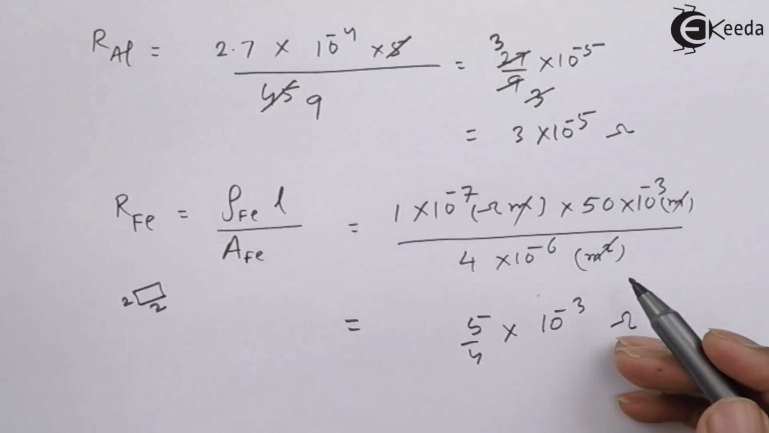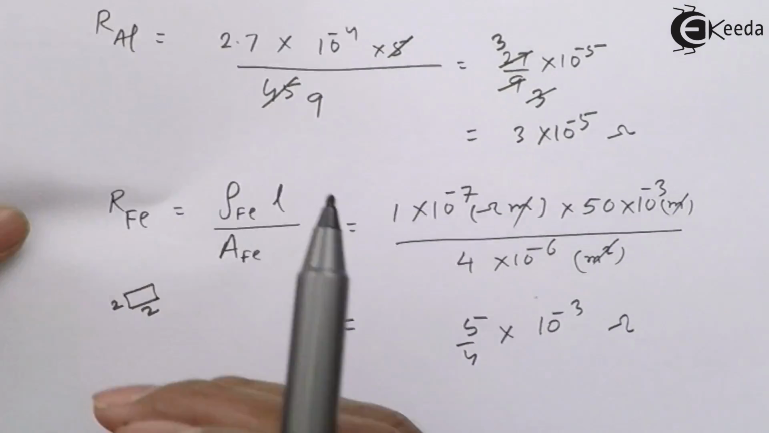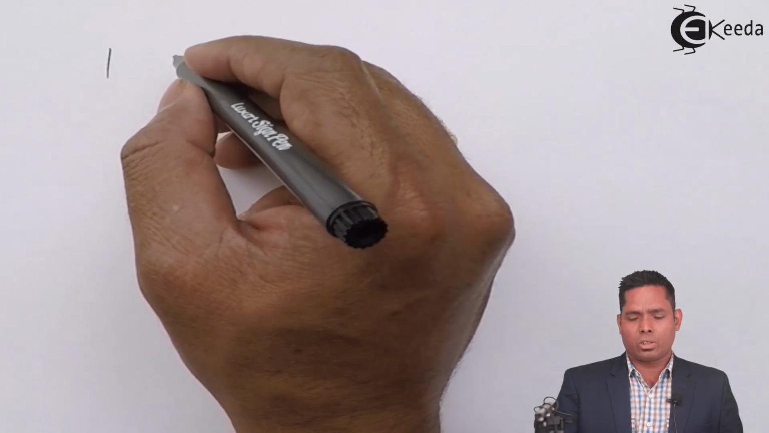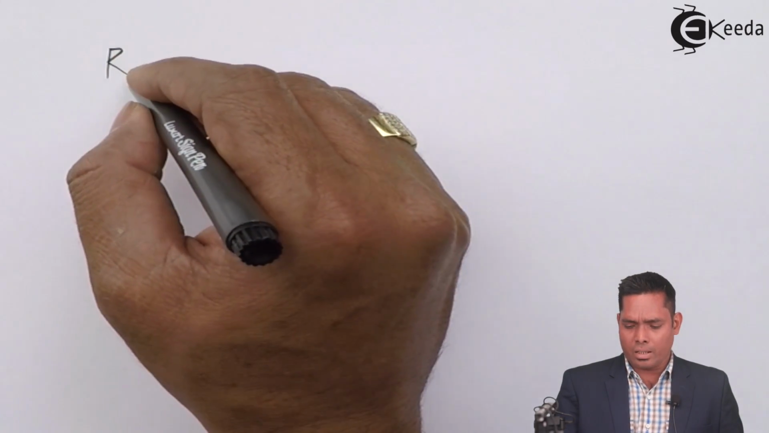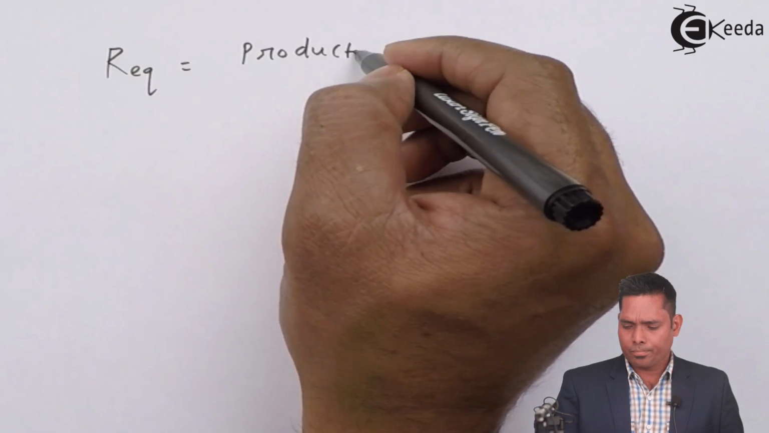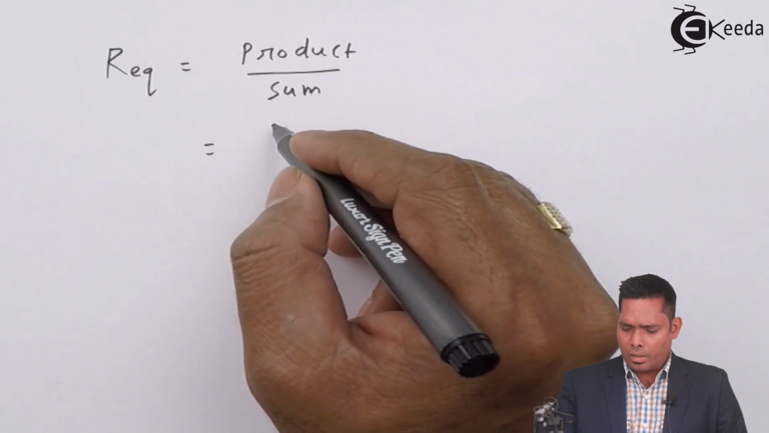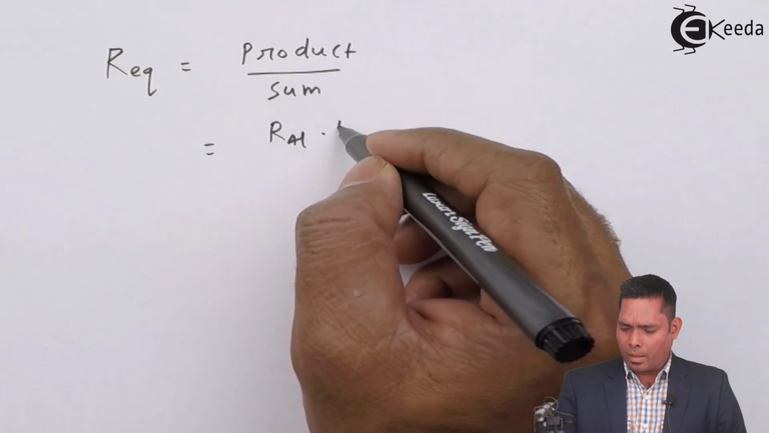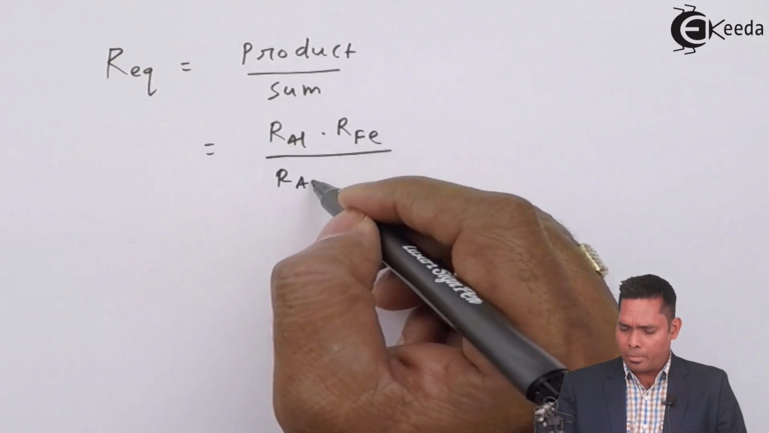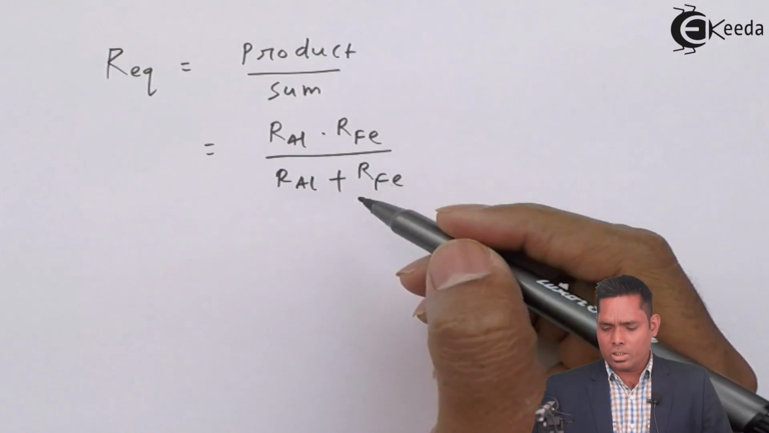Then the equivalent resistance we can write by calculating. In the case of two parallel combinations of resistances, the R equivalent you can directly write as product divided by sum. That is, product of R aluminum and R iron divided by R aluminum plus R iron. Product of the resistances by sum of the resistances.